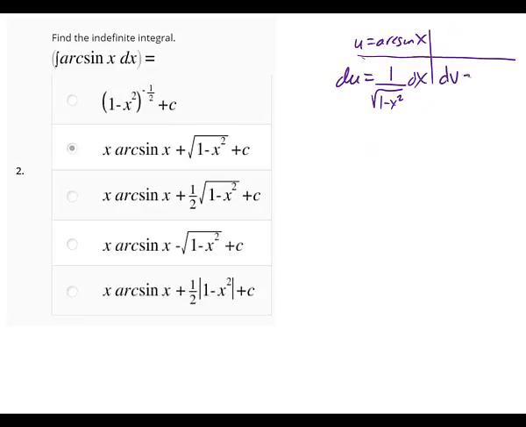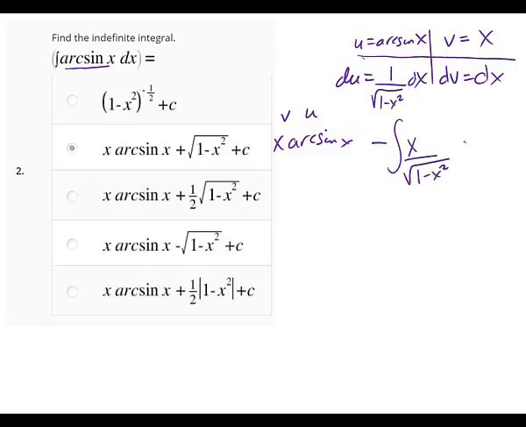Alright, and then that means dv, so I have the arc sine, right? Where is the dv? dx, so that means v is x. Alright, so now we're going to do our uv. So u is arc sine x, the v is x. Right, I'm doing u, it was uv. I did it backwards. Minus v du. So v is x, du is the 1 over the square root of 1 minus x squared dx.